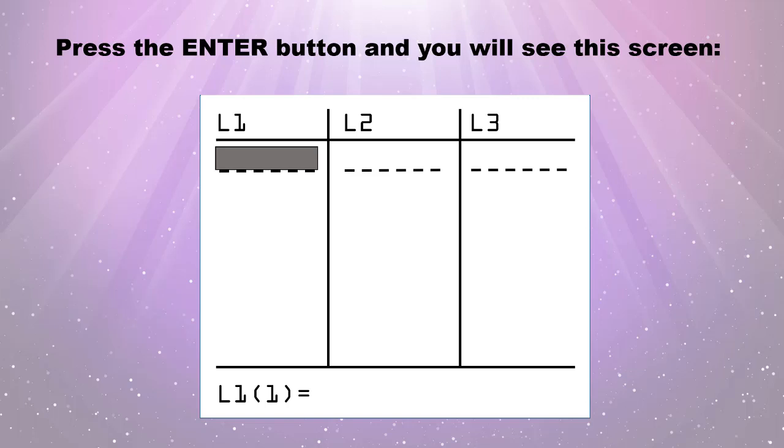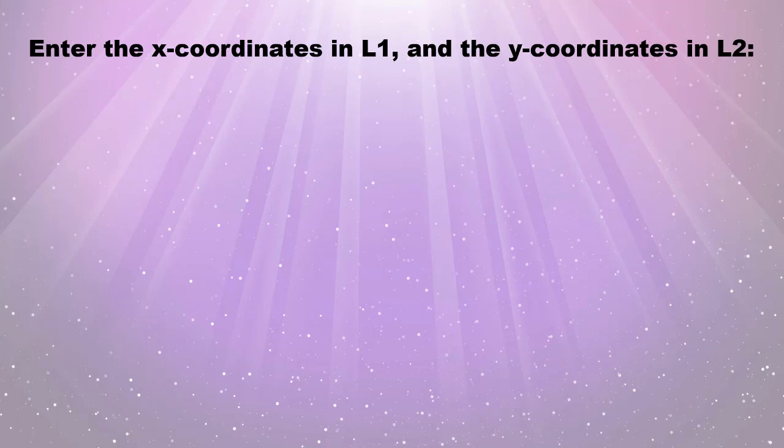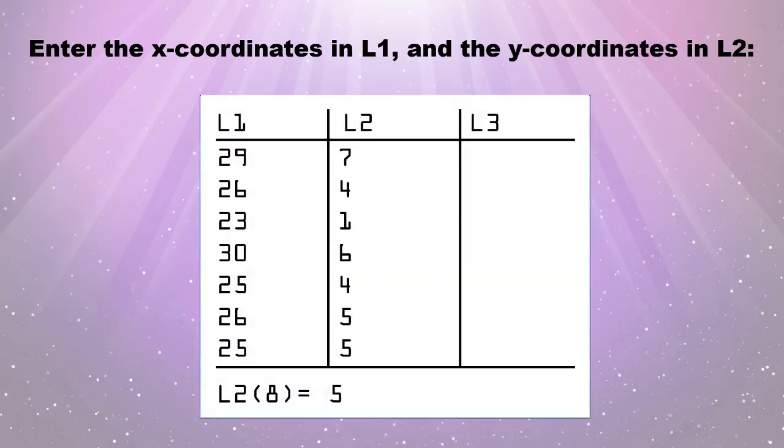What we're going to do on this list screen is we're going to enter the X coordinates as L1 and the Y coordinates in L2. It's important that you keep them in the same order. Remember, part of this process is multiplying X times Y. So if you change the order, you'll be multiplying different X's and different Y's together, which will mess up the calculation. So make sure you maintain the same order. So we'll enter all of our values.